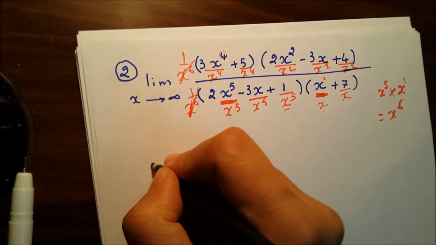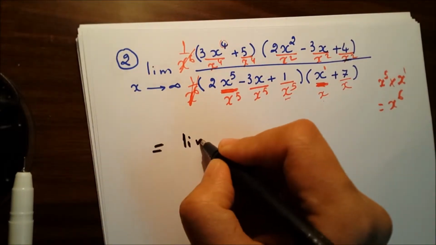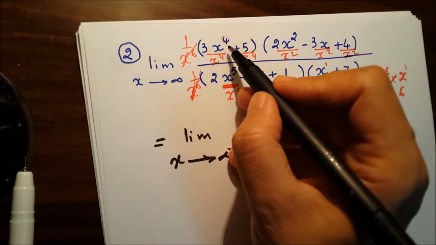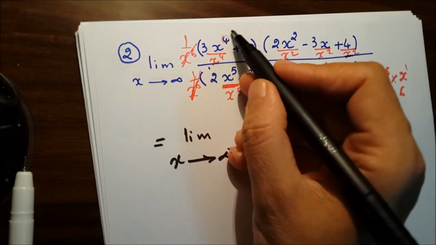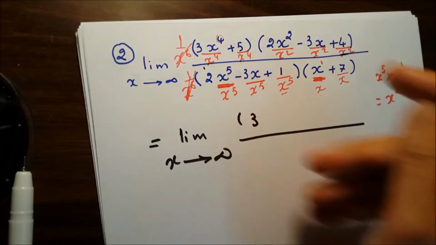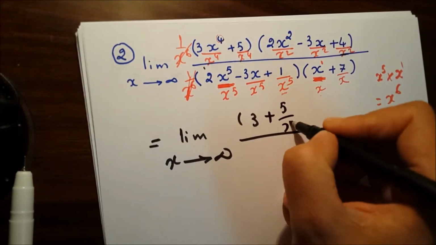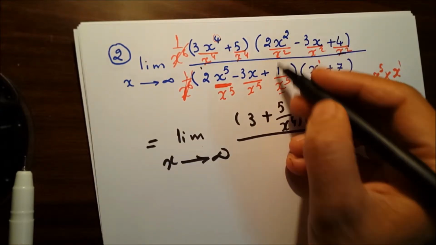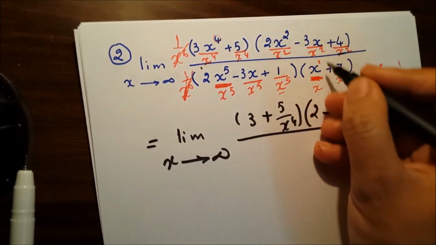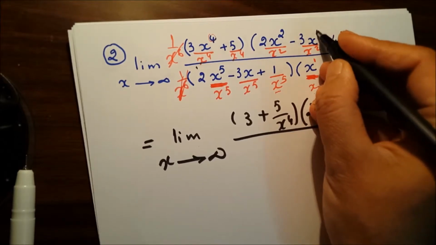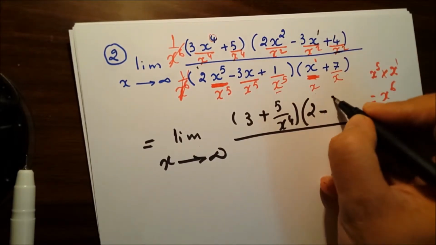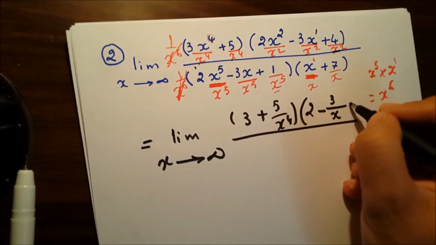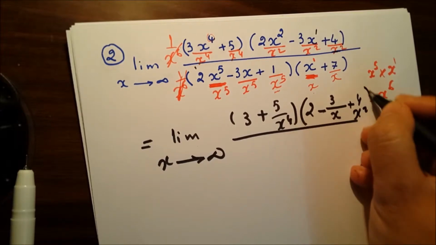Now let's simplify. This is equal to limit as x tends to infinity of, now x to the power 4 is cancelled. So 3 plus 5 over x to the power 4 times 2. X squared over x squared cancel each other. So 2 minus 3x over x squared. Subtract the powers down. So it's 3 over x to the power 2 minus 1 to be x. And plus 4 over x squared.